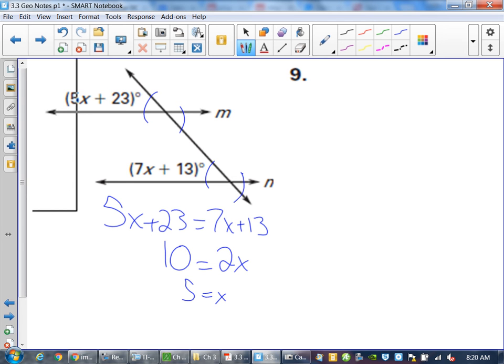When you find your value of x, you know that those are corresponding angles. You know that they should be congruent to one another. Take 2 seconds and substitute back in and see if it works. So what's 5 times 5? 25. 25 and 23 is how much? 48. Now you plug into the second one. 7 times 5 is 35, and 35 plus 13 would equal 48. So we didn't goof. It's nice to be able to check your work before the teacher does.